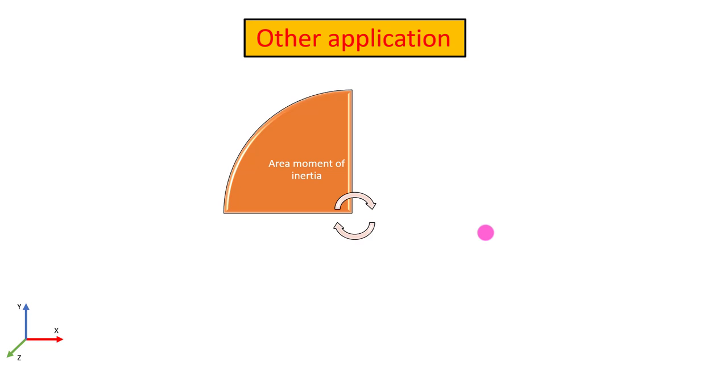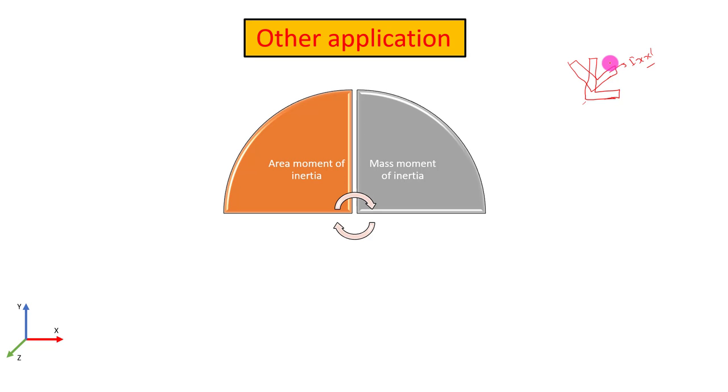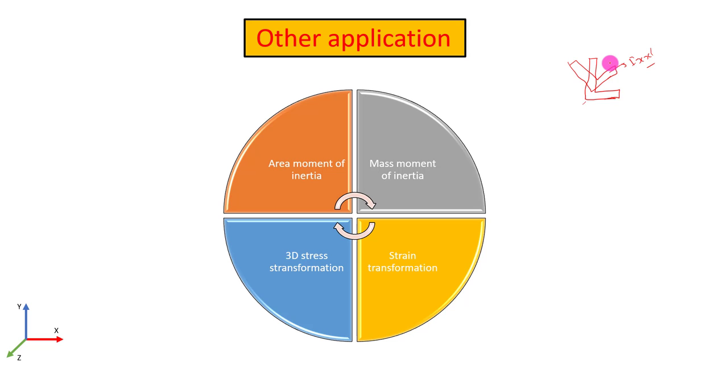First, we can compute the area moment of inertia at any theta. If we have some L section like this, sorry for the bad drawing, and I rotate this L section into this configuration, what will be my Ixx dash? We can compute these things using the Mohr circle, and we will look into this in our upcoming videos. Similarly, we can compute the mass moment of inertia, the strain transformation, and also 3D stress transformations. We are going to briefly discuss these things in upcoming videos.